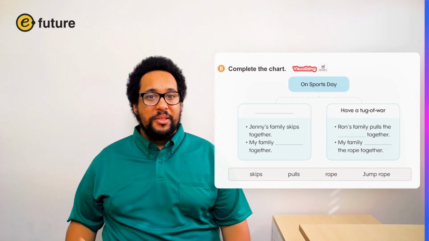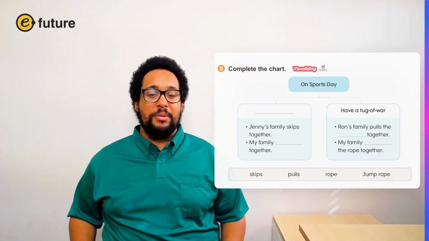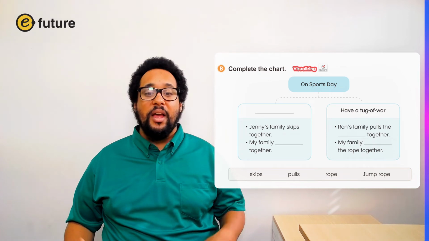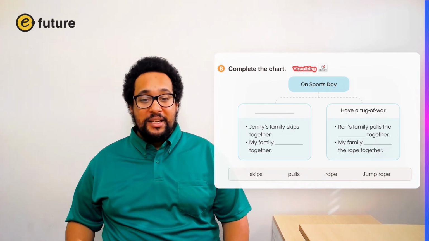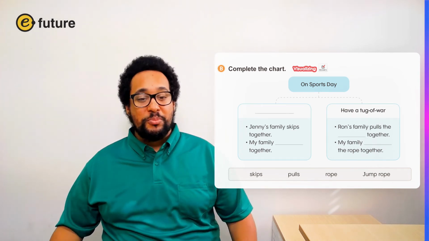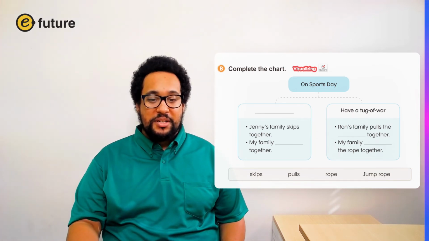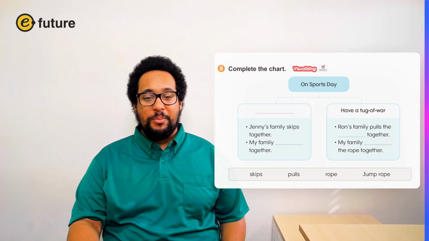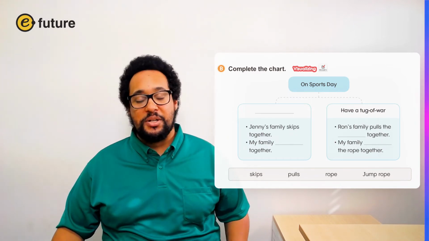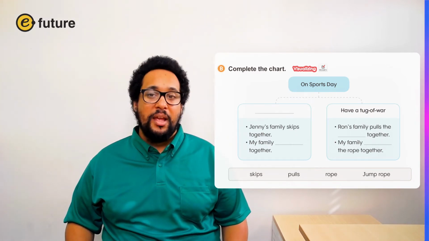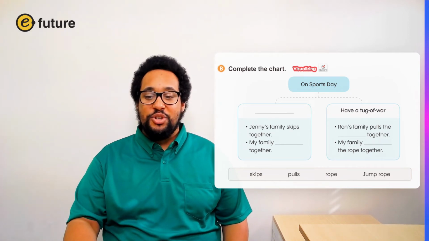What was the other game that Sunny's family played? That's right, they played jump rope. So they jumped rope, they skipped rope together. So which of these words goes into this blank at the top of the box on the left? That's right, it's jump rope.